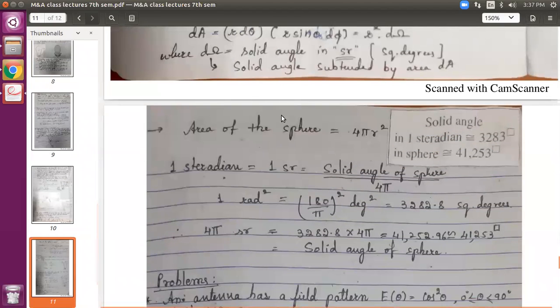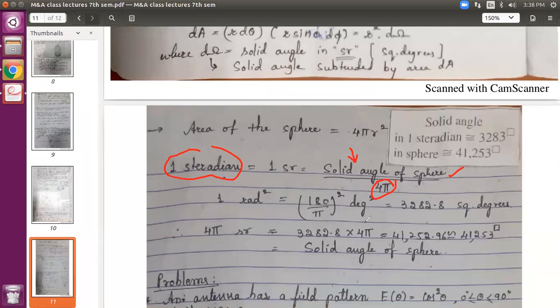These calculations are important. Area of the sphere is 4 pi r square, you know this already. Area of the circle is pi r square. So if you compare circle and sphere, the sphere is 4 times bigger. Now, this is important: 1 steradian, 1 SR, is equal to the solid angle of the sphere divided by 4 pi. Now we will check what is the solid angle of the sphere.